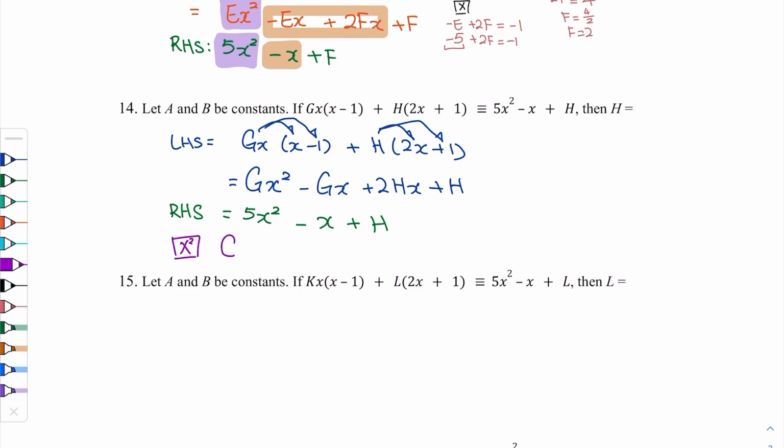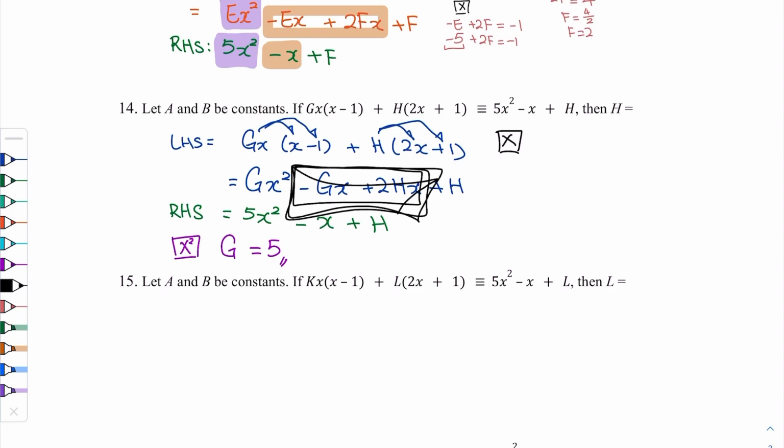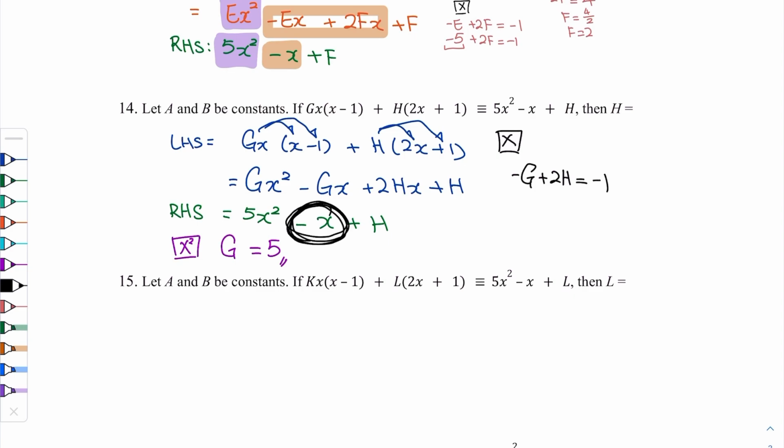So we write the left hand side first and then also the right hand side. Luckily, you got the value of g. How about we are done with x squared. Then what's the next step? We compare the x. On the left hand side, this whole thing is having the x, right? So you write that negative g plus 2h. How about on the right hand side? -1, because there is no other number. That means it's a hidden one.